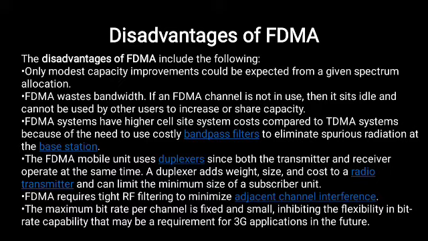FDMA systems have higher cell site system cost compared to TDMA because of the need to use costly bandpass filters to eliminate spurious radiation at the base station. The FDMA mobile unit uses duplexers since both the transmitter and receiver operate at the same time. A duplexer adds weight, size and cost to a radio transmitter and can limit the minimum size of the subscriber unit. FDMA requires tight RF filtering to minimize adjacent channel interference.